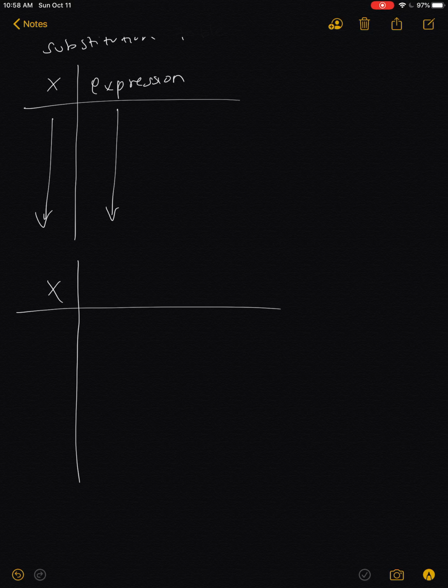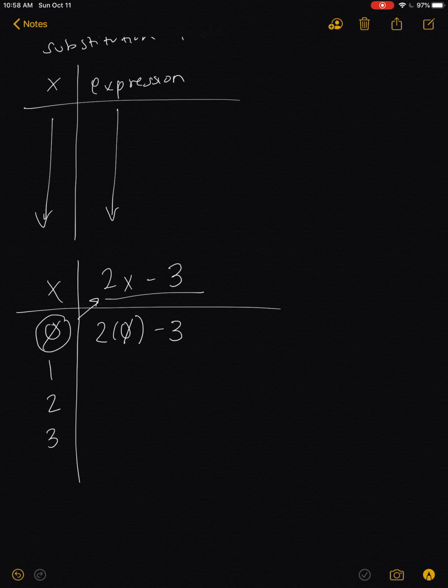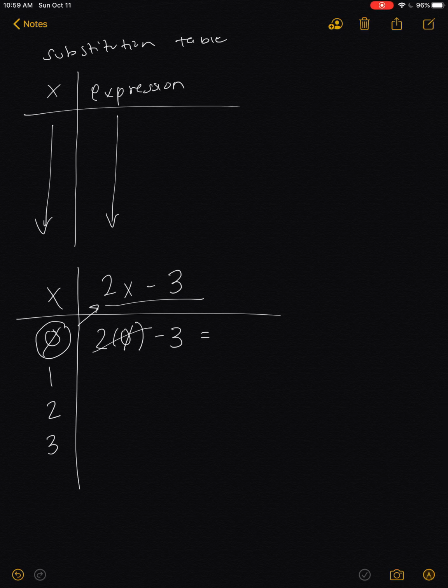So let's say we are using the variable X, and our expression is 2x minus 3. Okay, so I want to evaluate what is the value of 2x minus 3 if x equals 0, or maybe if x equals 1, if x equals 2, if x equals 3, so on and so forth, right? So I'm just going to substitute this into my expression, and then I evaluate it. So 2 times 0 is just 0. 0 minus 3 is just negative 3.